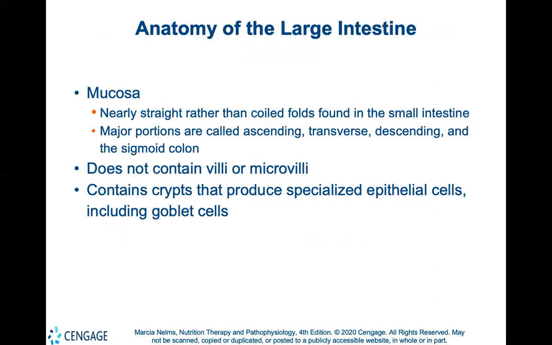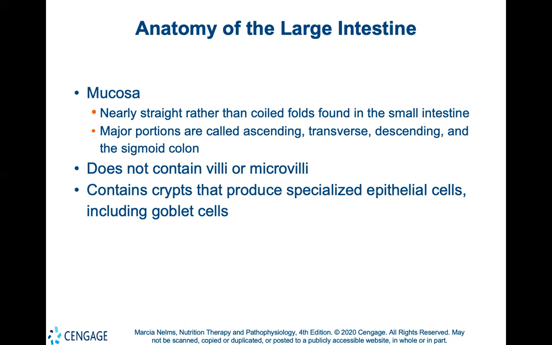The anatomy of the large intestine has both significant differences from and important similarities to the anatomy of the small intestine. First, the mucosa of the large intestine is formed from three nearly straight portions rather than the circular folds found in the small intestine. The colon's major portions are referred to as the ascending colon, transverse colon, and descending colon. The final section of the colon is referred to as the sigmoid colon due to its S shape. The sigmoid colon ends in the rectum, where another sphincter controls voluntary release of intestinal contents.